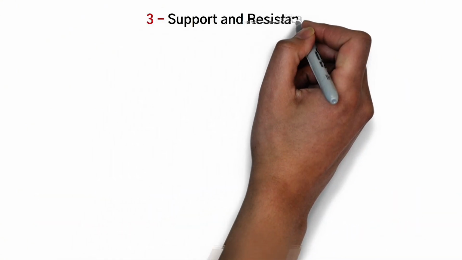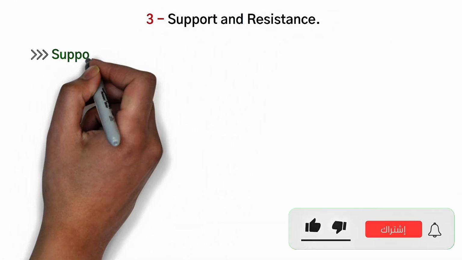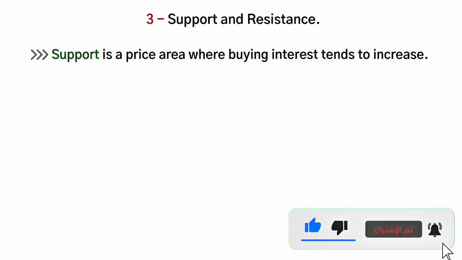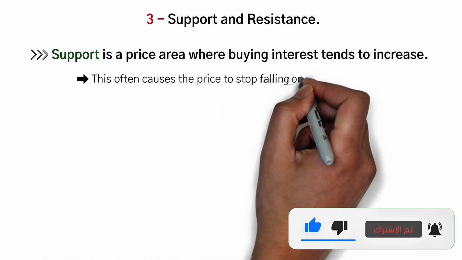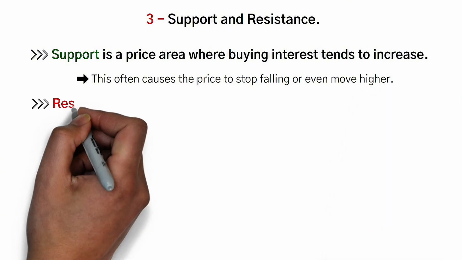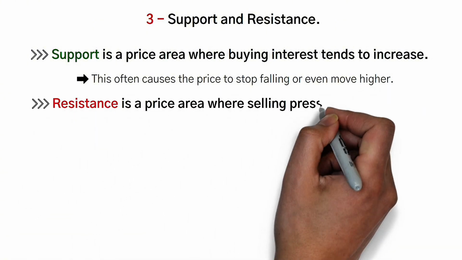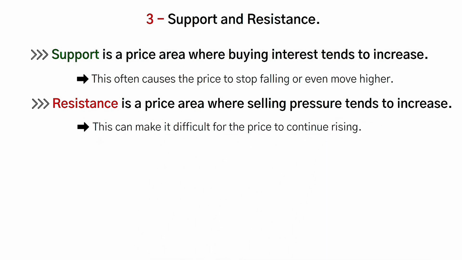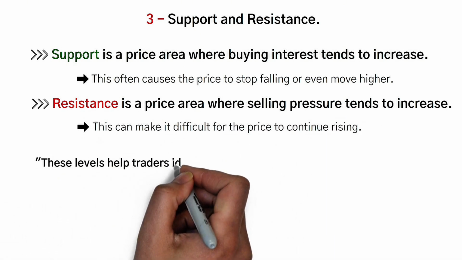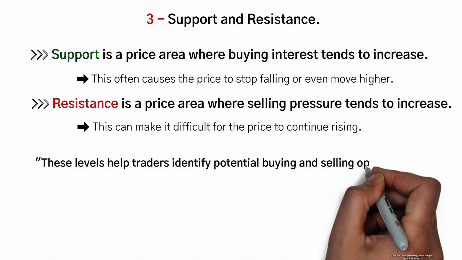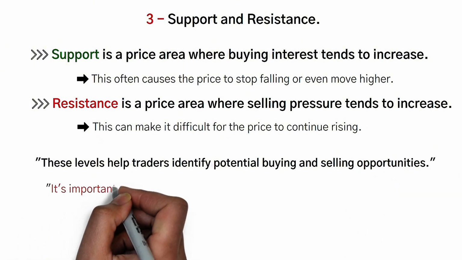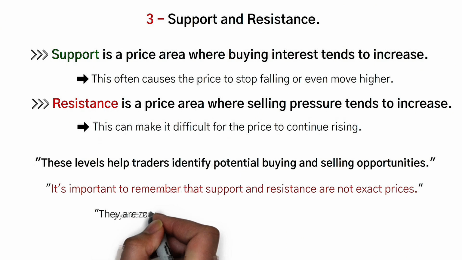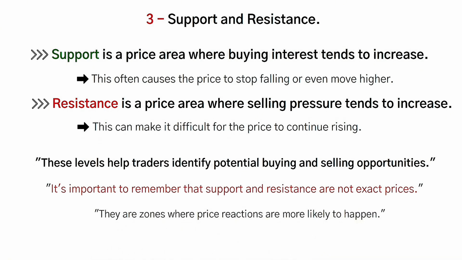Another essential concept is support and resistance. Support is a price area where buying interest tends to increase. This often causes the price to stop falling or even move higher. Resistance is a price area where selling pressure tends to increase. This can make it difficult for the price to continue rising. These levels help traders identify potential buying and selling opportunities. It's important to remember that support and resistance are not exact prices. They are zones where price reactions are more likely to happen.